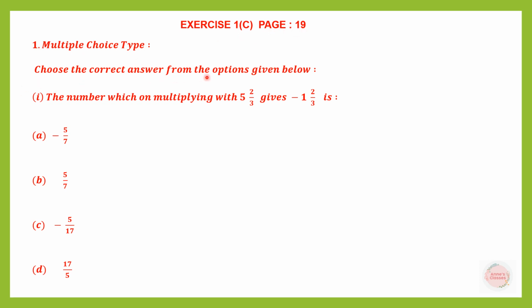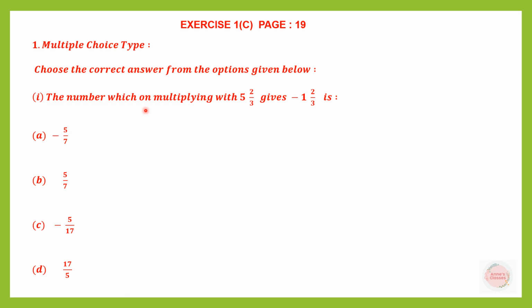Choose the correct answer from the options given below. So your multiple choice questions will be of this type, where questions will be given and you will be given the answers as different options and you have to choose the correct answer from these options given. That means we need to work this out, get the answer and then tick the correct answer here. So let's read the question.